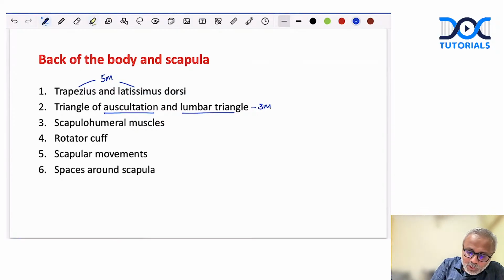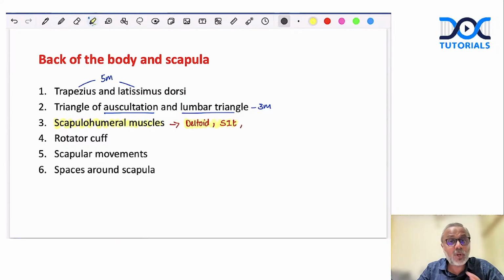Then the scapulohumeral muscles. The question can be asked as scapulohumeral muscles, but very often it is based on the following muscles. One is the deltoid muscle: attachments of the deltoid, nerve supply of the deltoid, actions, structures under the cover of deltoid. Then the SIT muscles: the supraspinatus, infraspinatus, and teres minor. This is again a favorite topic of your paper setters. So these are the muscles in the scapulohumeral region that you must be thorough with.